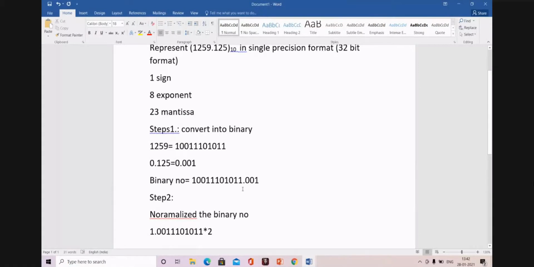Now how many positions have we shifted? 1 2 3 4 5 6 7 8 9 10. I guess it is 10. So it will be the power of base 10, 2 to the power 10. So this is called your normalized form. All right. Next, the third step.